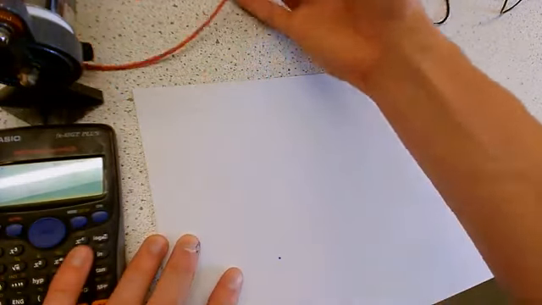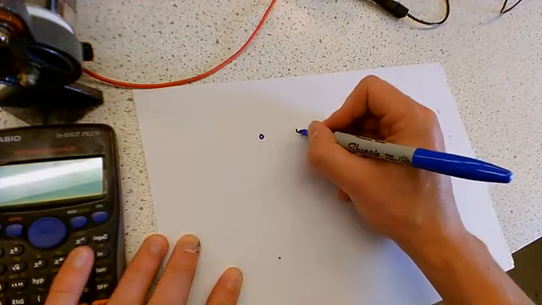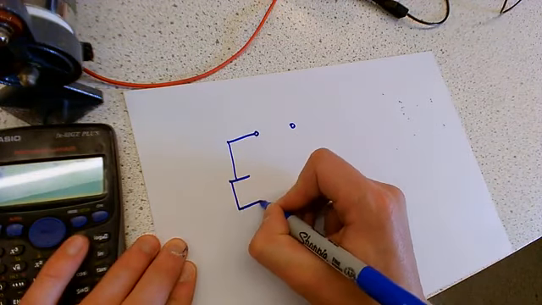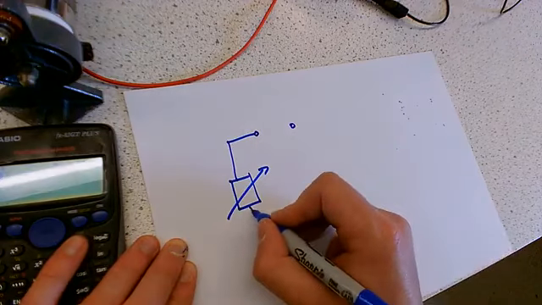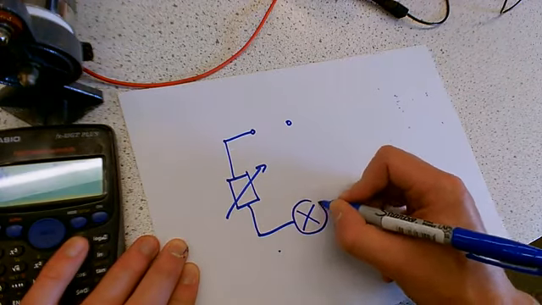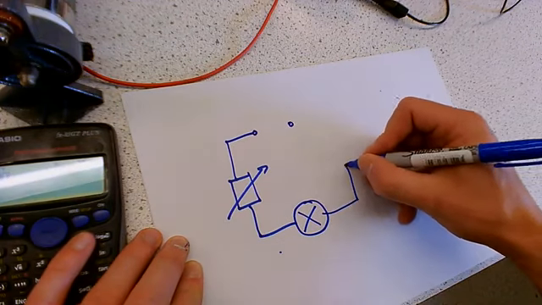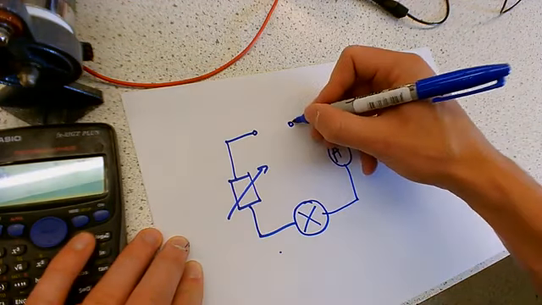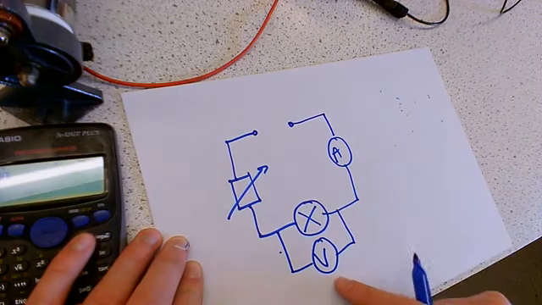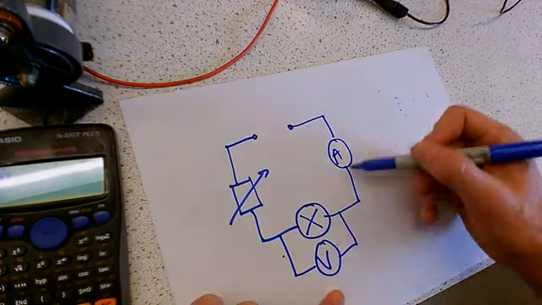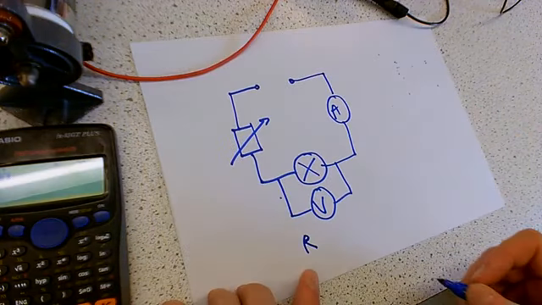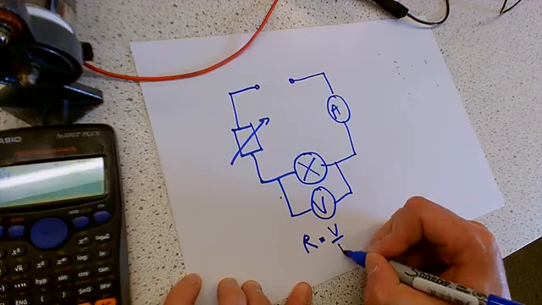So we've got a power pack. So this is our symbol for our power pack. We've got that going to a variable resistor, allows us to change the current and potential difference across our light bulb. There is our filament bulb there. That is then in series with an ammeter like this. And we've got our voltmeter across it. And using these two, we're going to be able to calculate what the resistance is by doing V over I.